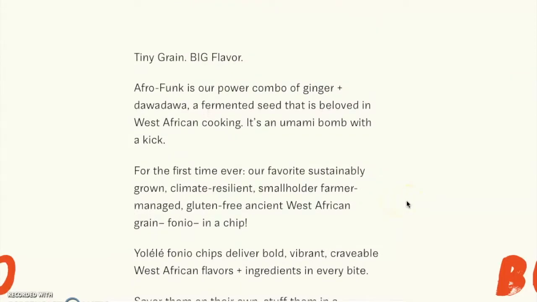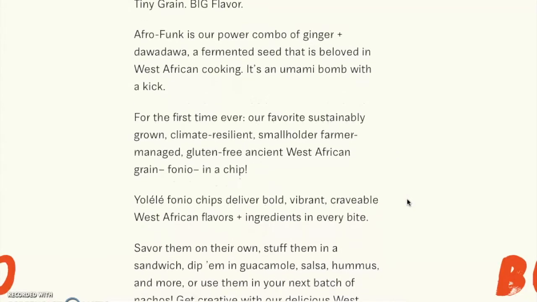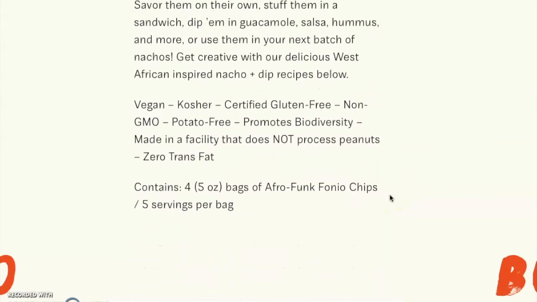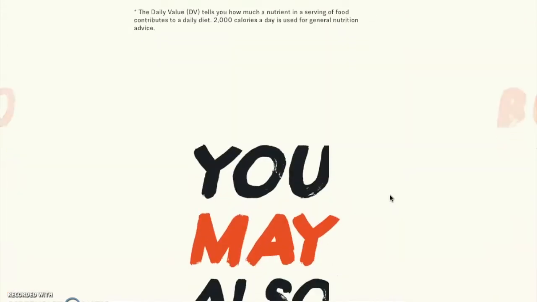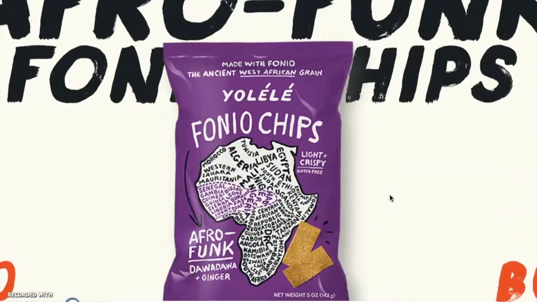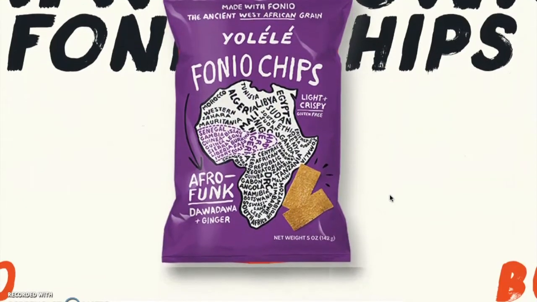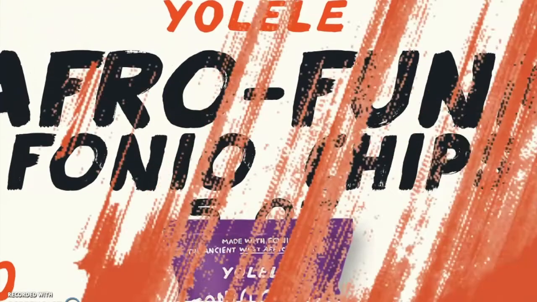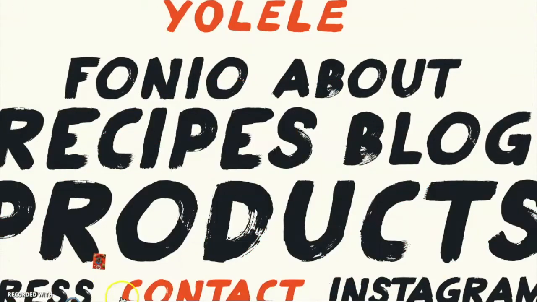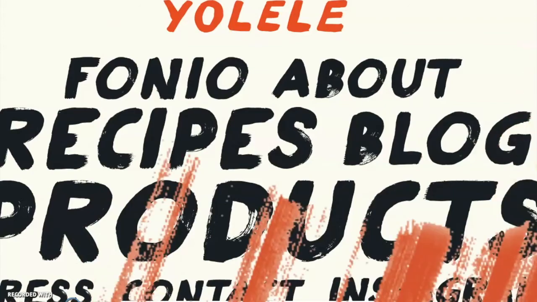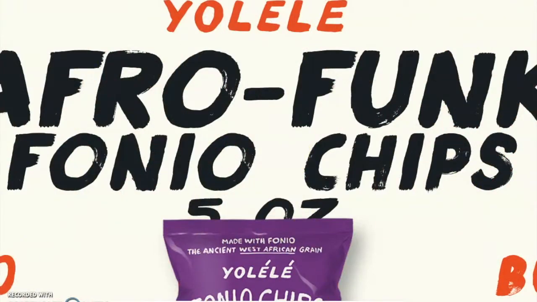Afro Funk is our power combo of ginger and dawa dawa, a fermented seed that is beloved in West African cooking. It's an umami bomb with a kick. So really look at some of the language in there. It's fun, it's approachable, and everything that they've done here really builds off of this packaging, right? I mean, the packaging is not amazing, but I don't expect you necessarily to have amazing packaging either. However, it really shows what you can do just using those brand elements.